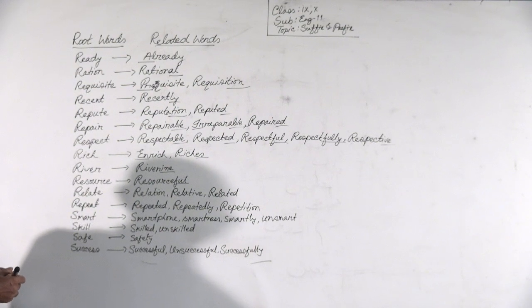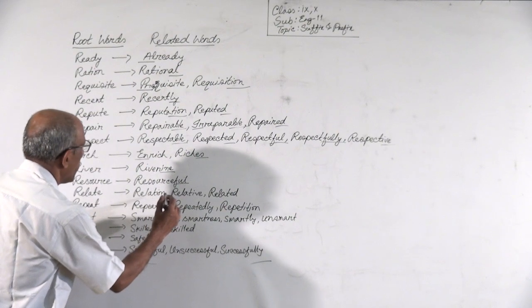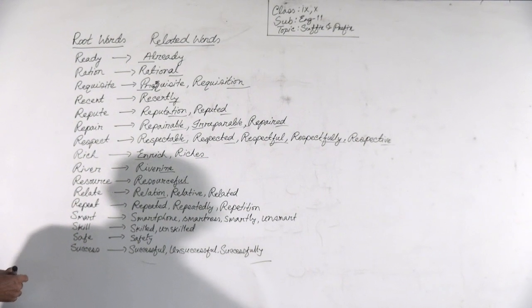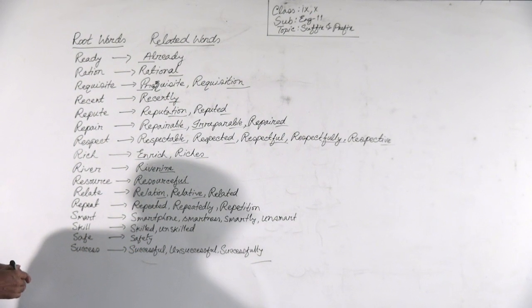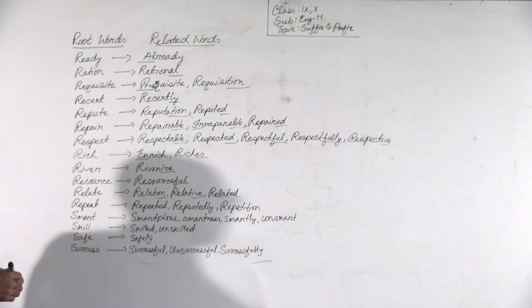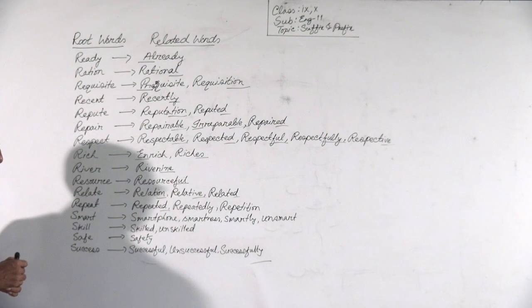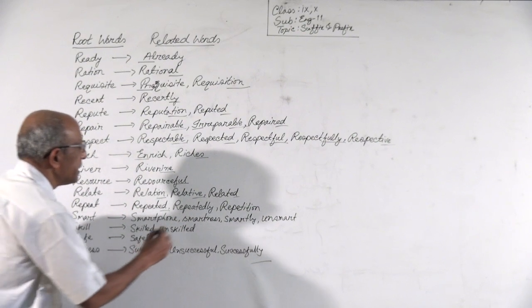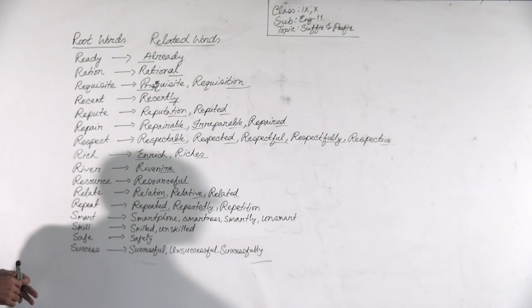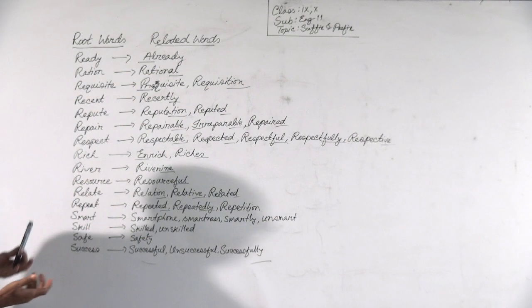Okay, then relate. Relate is a verb. If we add ION, then it will be relation. Relation is a noun. Okay, if we add IVE, then it will be relative. Relative is a noun. Okay, if we add suffix D, then it will be related. Related is an adjective. Okay, then repeat. Repeat is a verb. If we add suffix ED, then it will be repeated. If we add suffix LY, then it will be repeatedly. Repeatedly is an adverb, because repeated is an adjective; if we add LY, then it will be the adverb repeatedly.